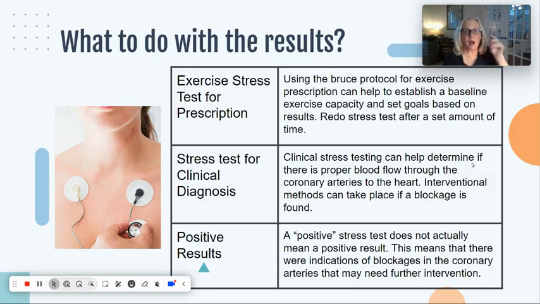And then if you have a positive stress test, positive in medicine is bad. If I'm positive for tumors, that means you have tumors. Positive for diabetes means I'm diabetic. So positive test results are bad. We want negative test results. So if we have a positive stress test, that means there were some indications of blockages in the coronary arteries, and you'll probably need some further intervention. Just know that positive is bad in medicine.